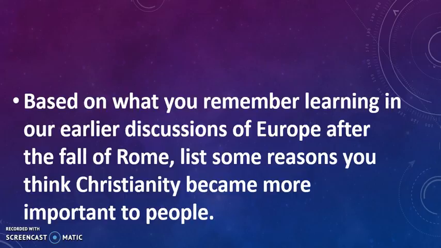When we talked about the fall of Rome, we talked about how Rome was sort of a unifying force in Europe. You know, it provided some structure to people's lives. And when Rome fell apart, we talked a little bit about how that affected people. You know, there's a loss of protection, there's a loss of unity. So I want you to think about those discussions and try and list some reasons you think Christianity would have become more important for people.